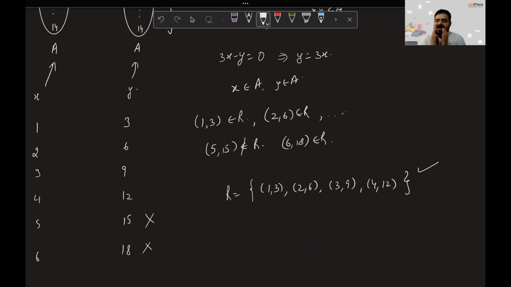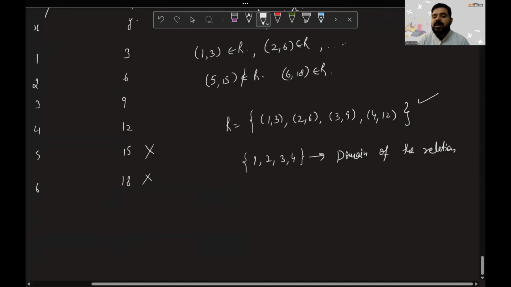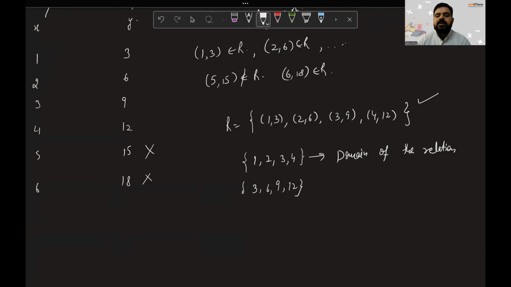Okay, I'm collecting things in a very specific manner now. I'm collecting all the first elements of the ordered pairs: 1 comma 2 comma 3 comma 4. What is this going to be? The set of all the first elements. This is the domain of the relation. If I collect all the second elements, this is 3 comma 6 comma 9 comma 12. This is going to be your range of the relation.